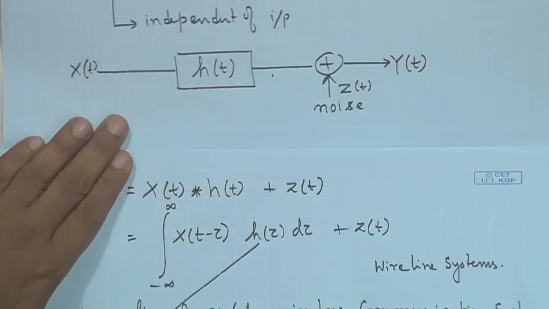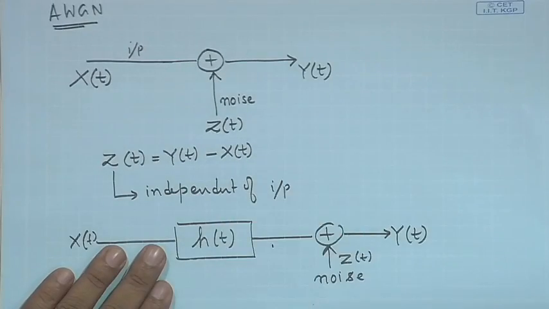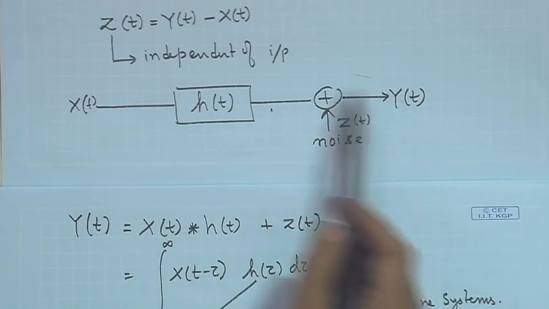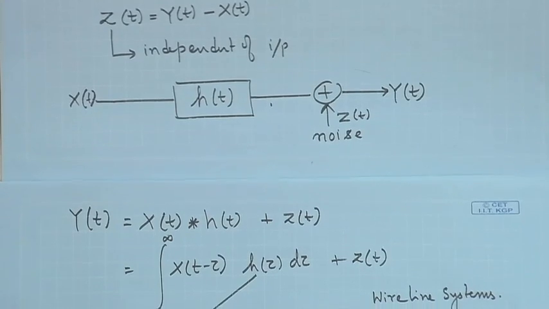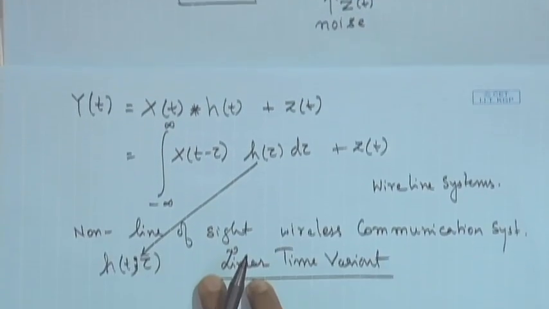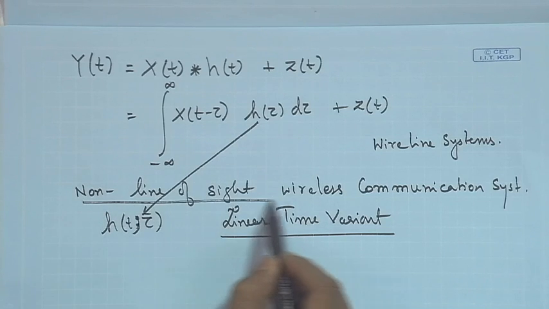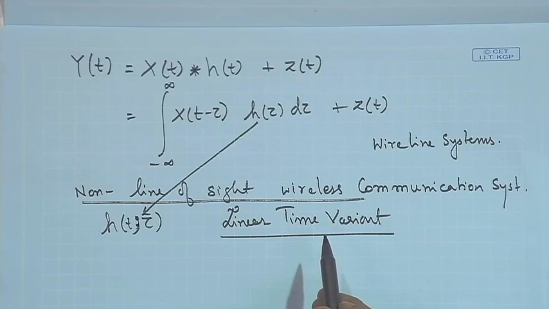Before you get into this, it is important to understand systems with this AWGN like model as in this particular picture. Then you have LTI like systems, and we will be mostly restricted to these systems. Once you are quite familiar and strong with these systems, then you can move on to study non line of sight wireless communication systems, where these become linear time variant.